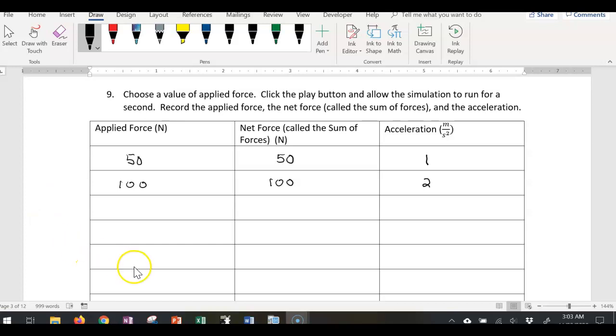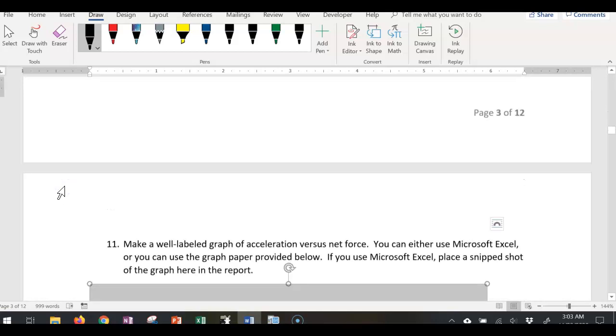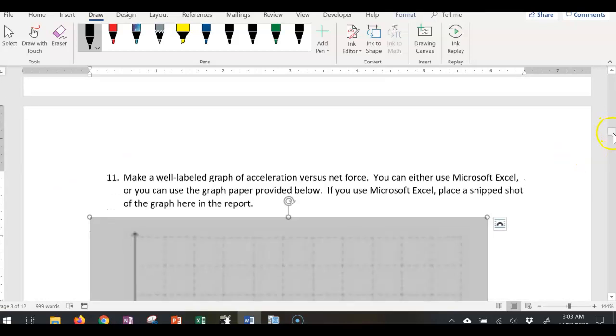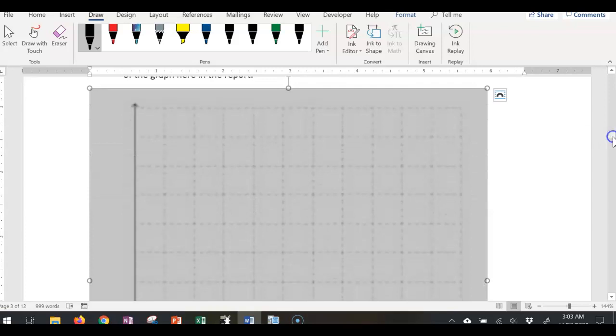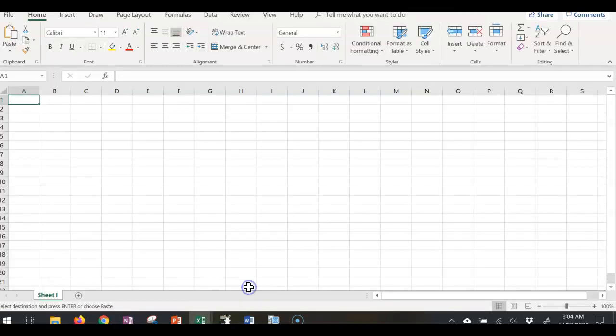Okay, so the next thing that we need to do is to graph this data and see what it looks like. What is the trend when we graph acceleration versus net force? Now you can use this sheet of graph paper that's provided in the lab packet, but I'm going to graph mine in Microsoft Excel, and if you'd like to do that, you can follow along with me.